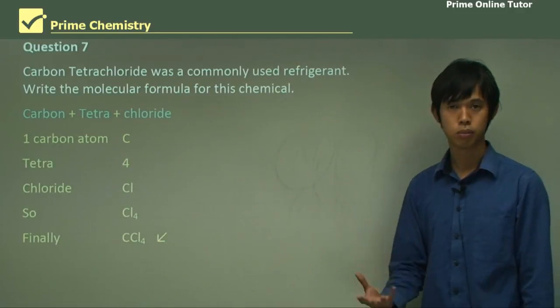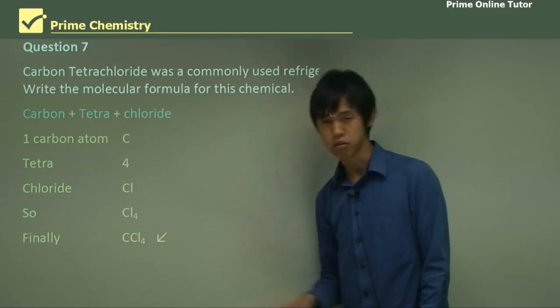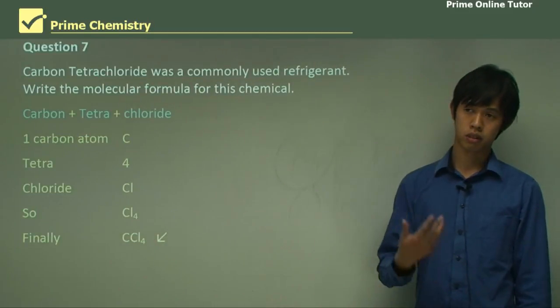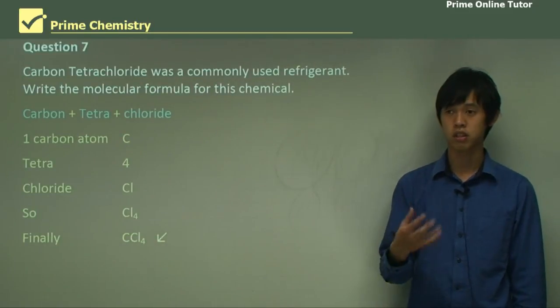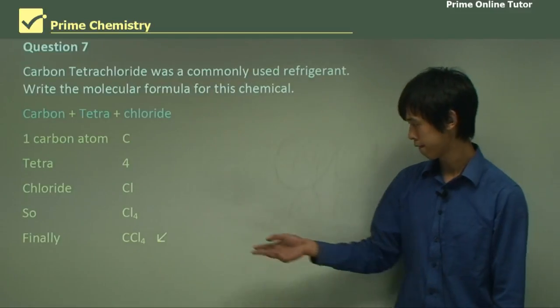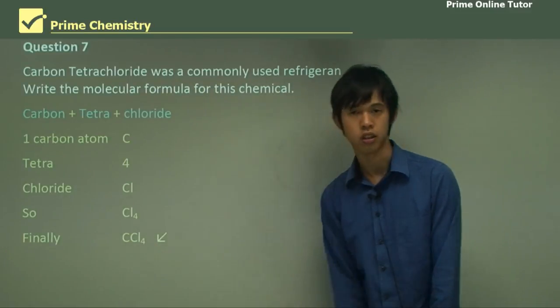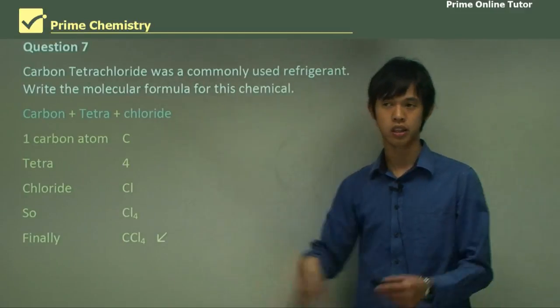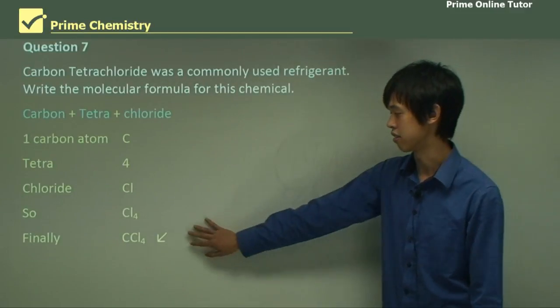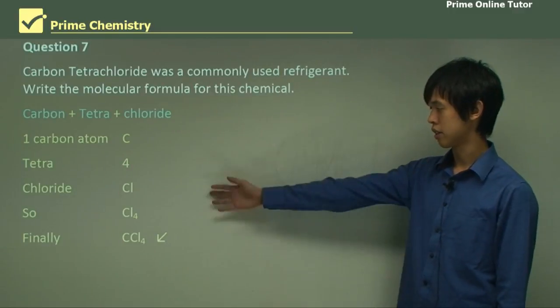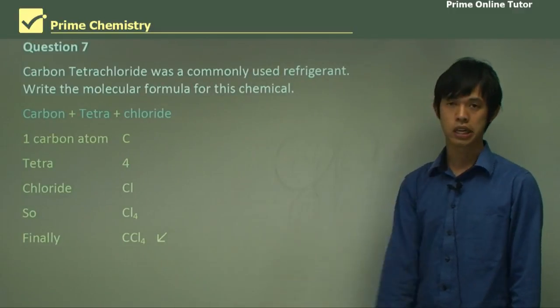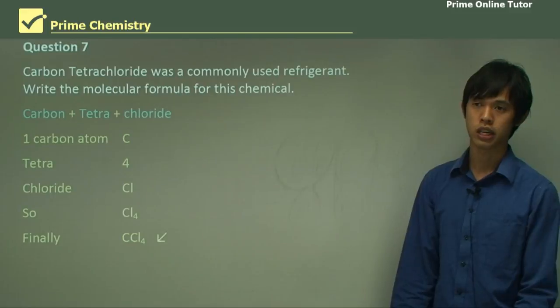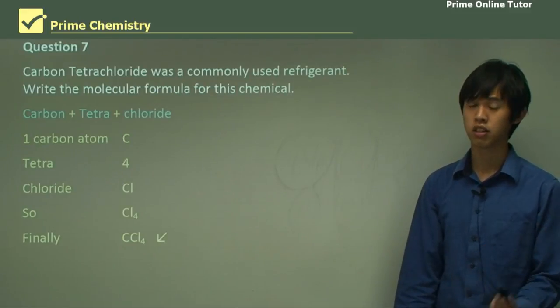For you big chemistry buffs out there, this is also called tetrachloromethane. So it's also called tetrachloromethane rather than carbon tetrachloride. It's whatever you really want to say for this one. Okay, so that's how you do it, based on the name. The name tells you everything you need to know about the chemical. That's why you have the name and convention that we do.